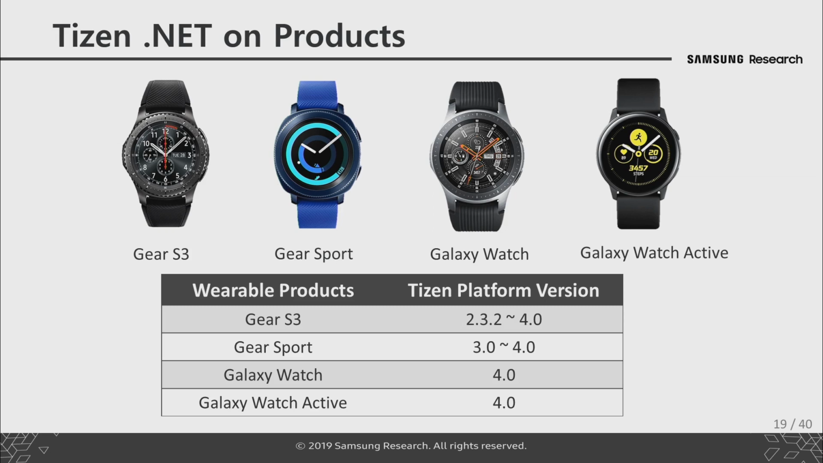When the new Galaxy S10 was released, that watch was released together. So these two watches are the main watches that we have on the market. And for the older versions of the watch, like Gear S3 and the Gear Sport, you can update the platform for those two to Tizen 4.0 to use Tizen.NET. So out there, we have 4 products.